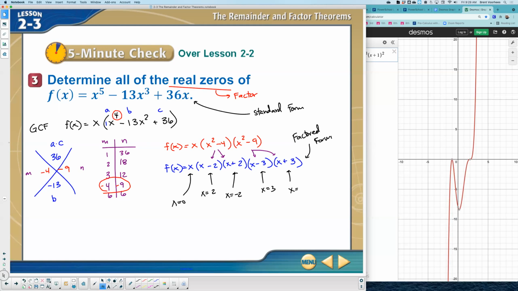And here, what does x equal? Negative 3. So we said at the start, there were 5 possible zeros. Did we have all 5? We had 0, plus and minus 2, and plus or minus 3. That is 5 real zeros.